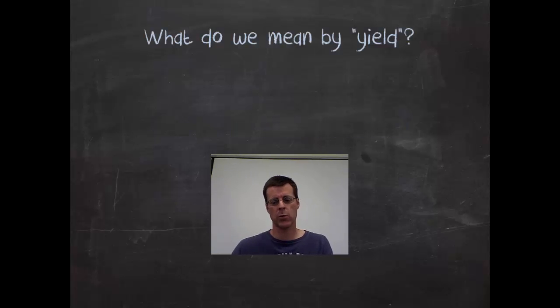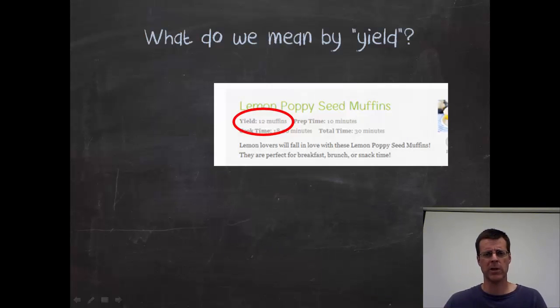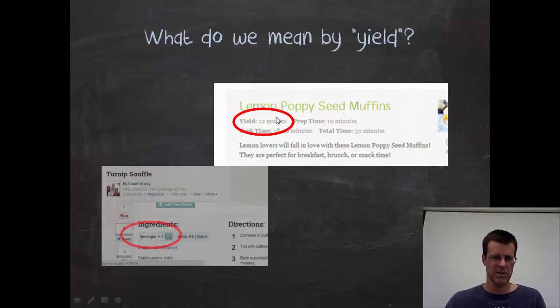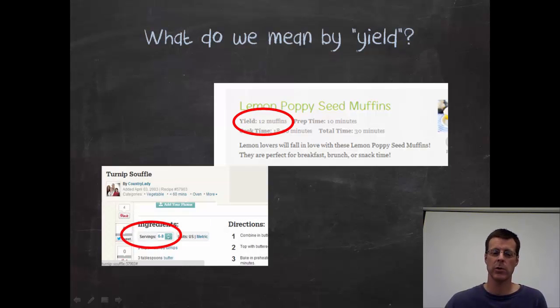Well, think about it more in terms of, say, food, for example. When you get a recipe, it will tell you how many, in this case, lemon poppy seed muffins you can make, or in this case, it says servings, which is kind of a similar idea. How many people will it feed? How much can you get out of it?